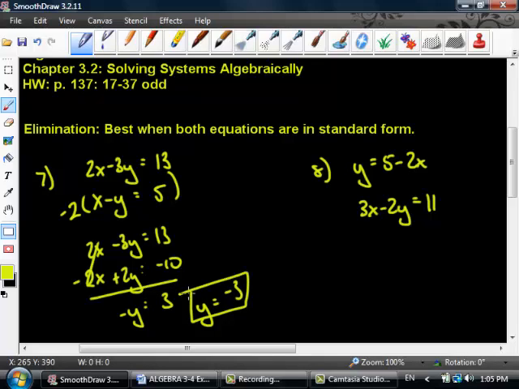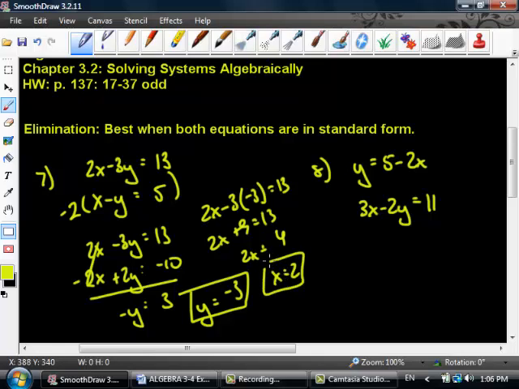Raise your hands if you got that. Got that? Top one. So I got 2x minus 3 times negative 3 equals 13. 2x plus 9 equals 13. 2x equals 4. X equals 2. X equals 2, y equals negative 3, yes?